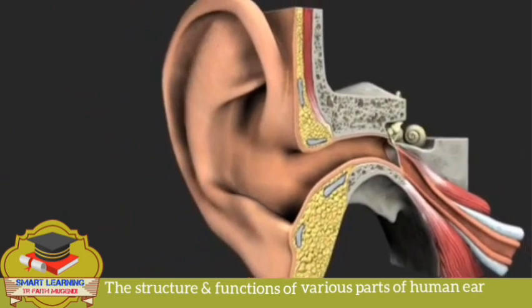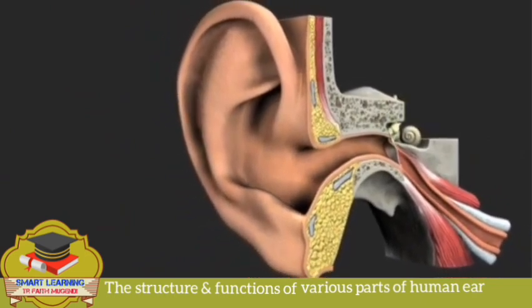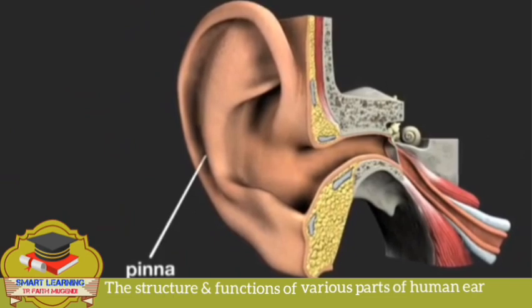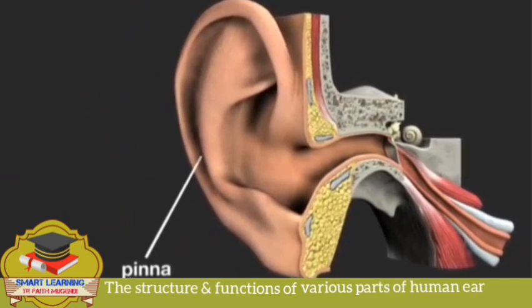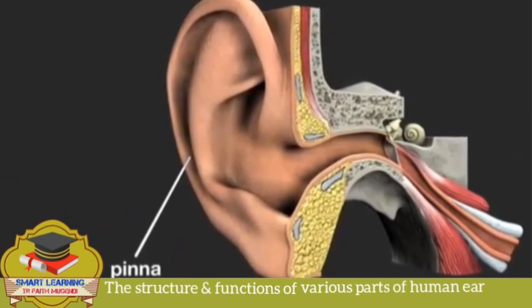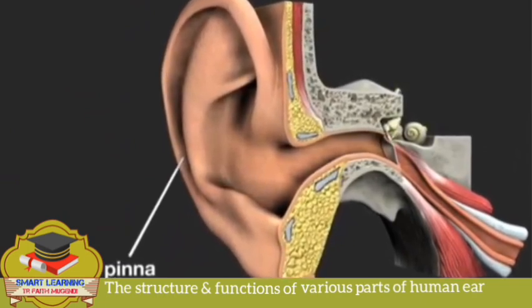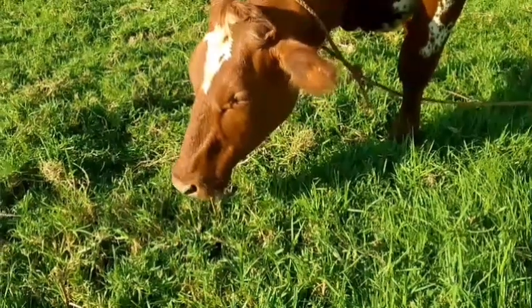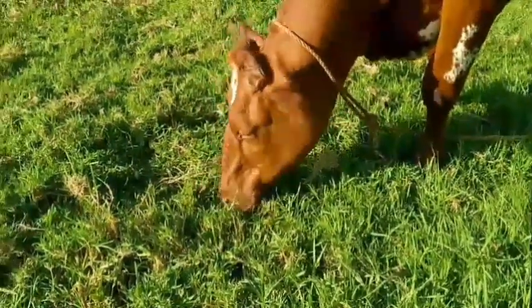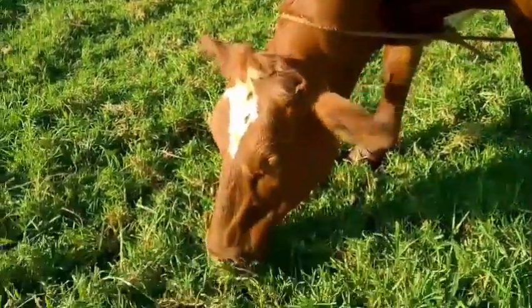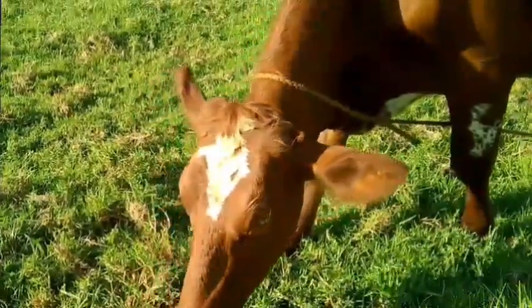The pinna. It's a visible part of the ear that is made up of elastic cartilage. It provides protection of the middle ear and also collects and concentrates sound waves into the auditory meatus. Some animals are able to rotate their pinna in order to locate the direction of the sound.